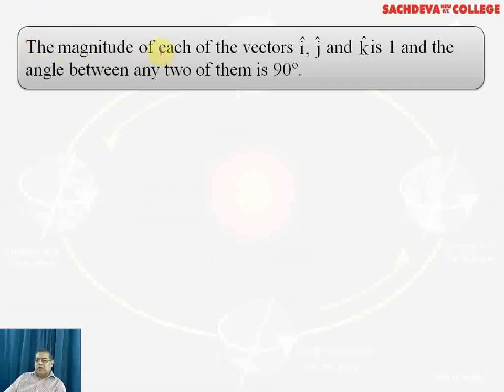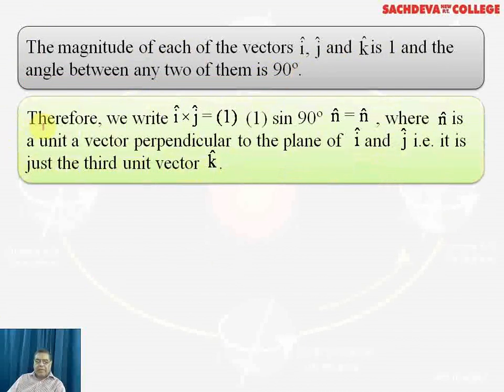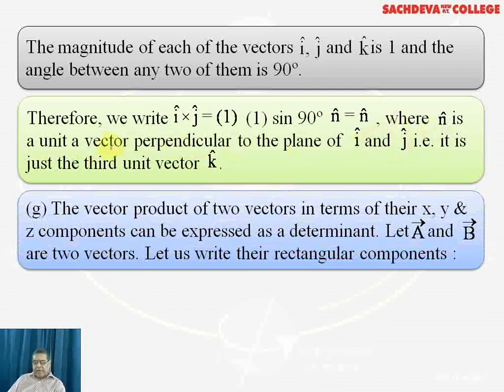Now, the magnitude of each of the vectors I, J and K is 1, and the angle between any two of them is 90, and sine 90 is always 1. Therefore, we write the cross product of I and J as 1 into 1 into sine 90 into unit vector n, where n is the unit vector perpendicular to the plane of I and J, which is just the third unit vector K. Now, the vector product of two vectors in terms of their x, y, and z components. So now we take the vectors along the x-axis, y-axis, and z-axis.